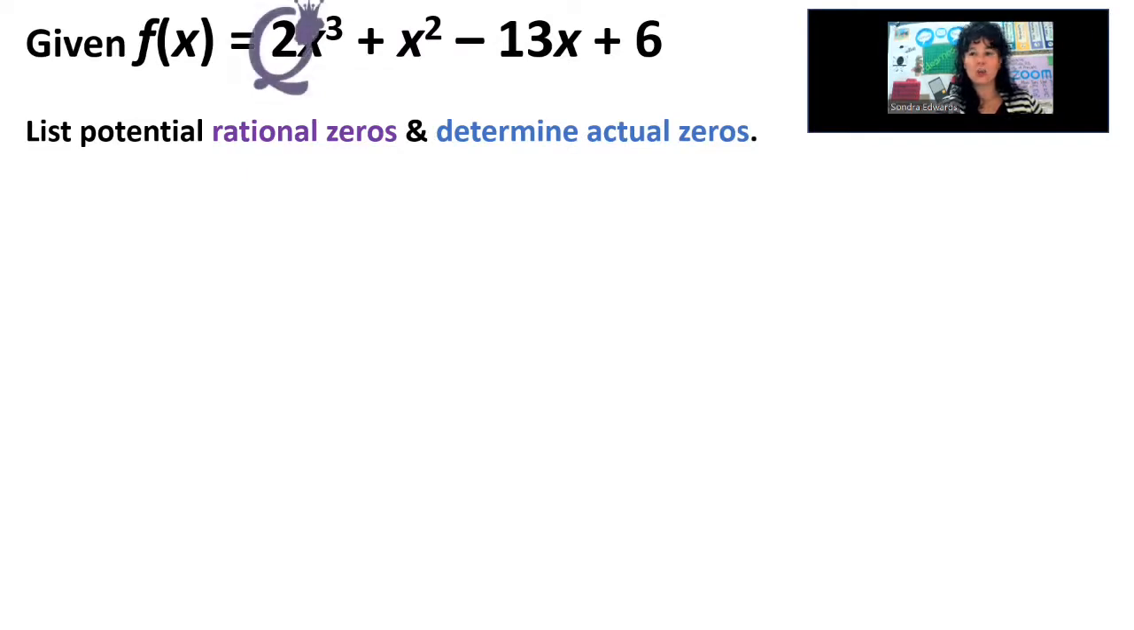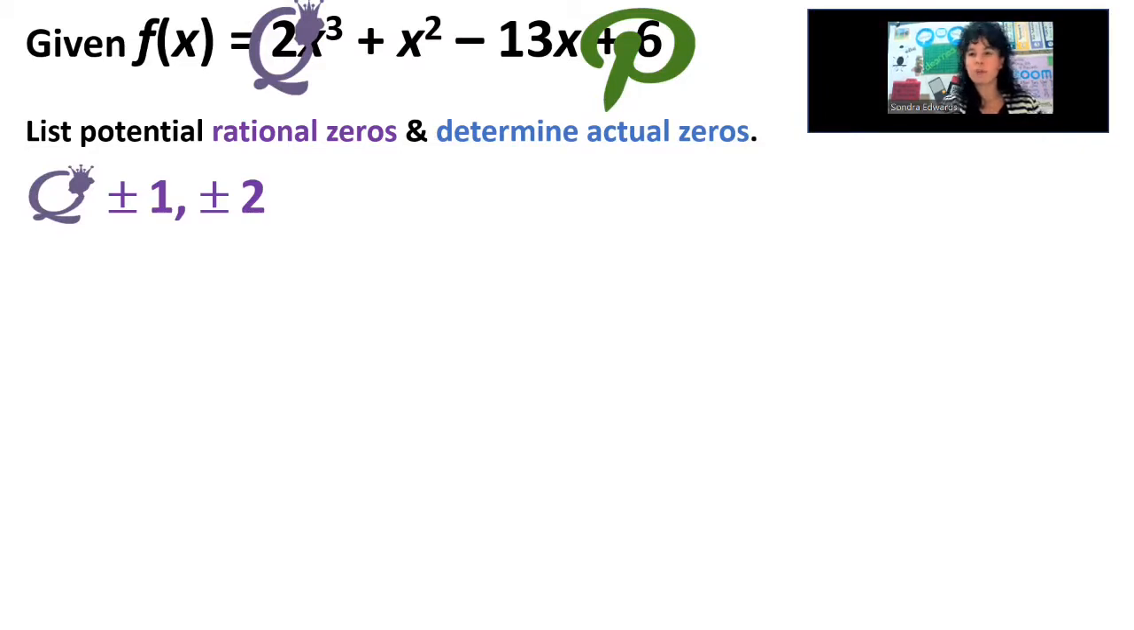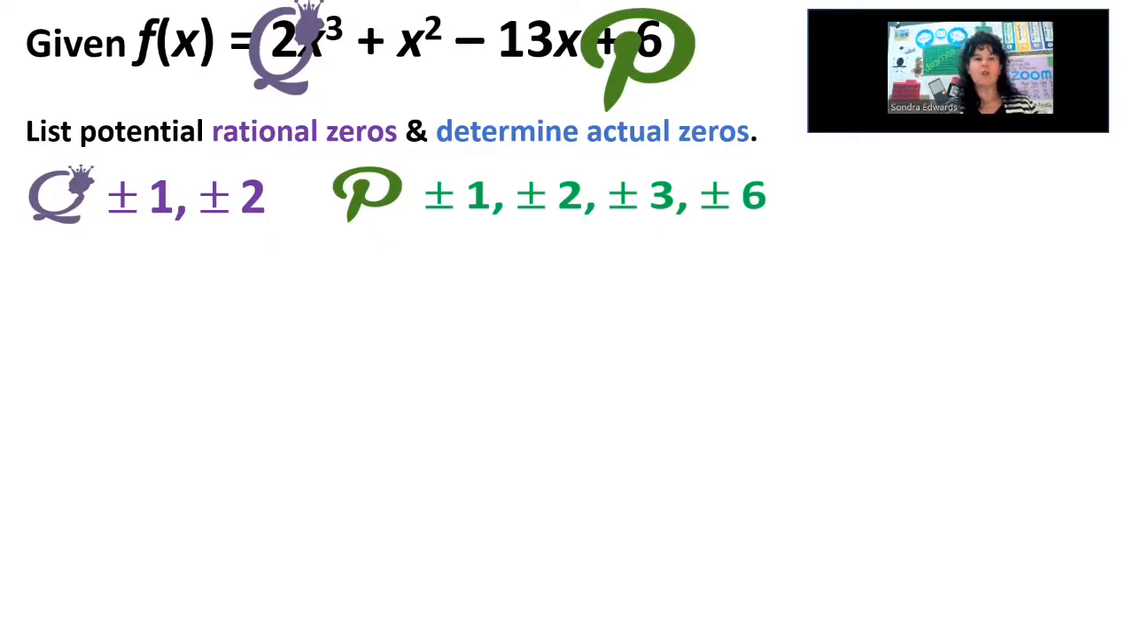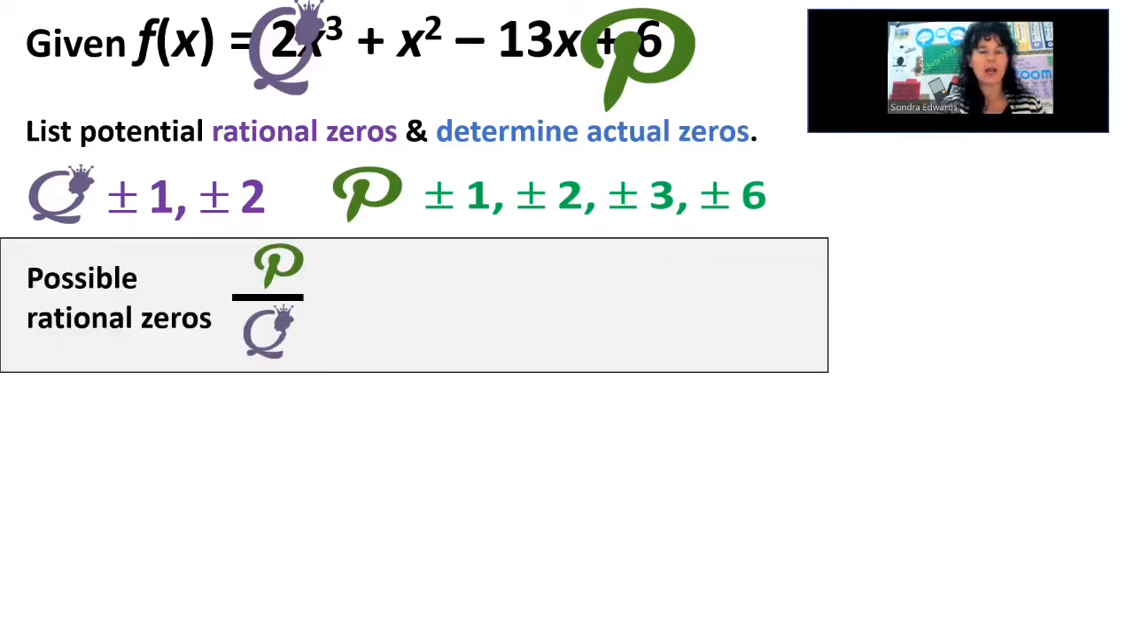So starting here, Q, queen comes first, and P, peasants at the end. Now when we actually list these out, Q is plus or minus every factor of 2. All right, so the only factors of 2 are 1 times 2, so we get plus or minus 1 and plus or minus 2. For P, it's every factor of 6, positive and negative. So 1 times 6 is 6, and 2 times 3 is 6. So my P values are plus or minus 1, 2, 3, and 6. Now the possible rational zeros, we create those by making fractions of P over Q. The peasants rise up over the queen. Poor little queenie. All right, so P over Q.